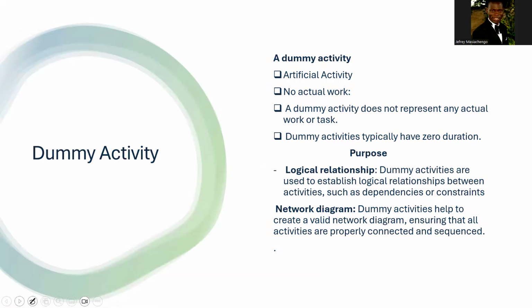We have what we call a dummy activity. I think it's popular maybe in soccer, a dummy. You pretend to be doing something, maybe somebody passes a ball to you and you pretend to be kicking the ball, then you dummy it to somebody who is next to you, then you confuse your opponents. So a dummy activity is an artificial activity. No actual work is being done there. A dummy activity does not represent any actual work or task.